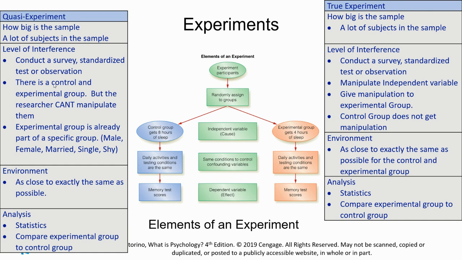Maybe I am just testing everybody and then retesting them later, and so there's going to be things that interfere there, and so that might end up being a quasi experiment. Quasi means almost an experiment, and so it meets most of the things that you need to be a true experiment. But there's probably one thing that it doesn't meet, and so we call it a quasi experiment.